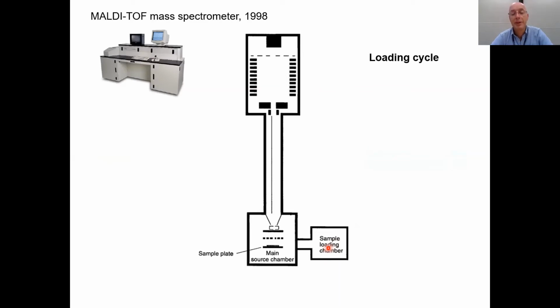This is our sample now sitting in the source chamber, and we have a video camera. We need a video camera because we're going to fire a laser onto our sample spot. You can see that there are multiple sample spots on the target. We don't steer the laser onto the target, we steer the target onto the laser, but we need a video camera in order to do that.